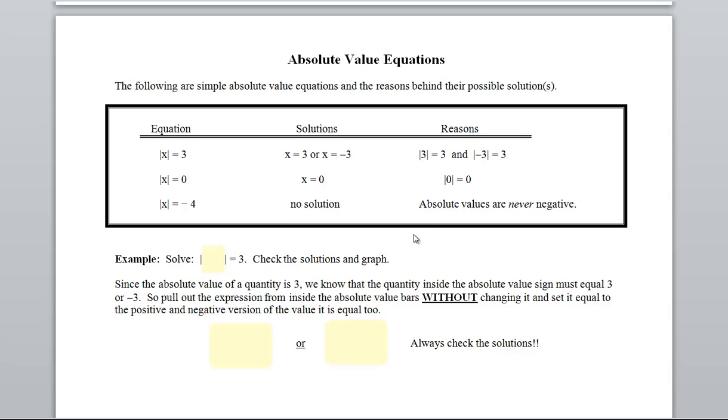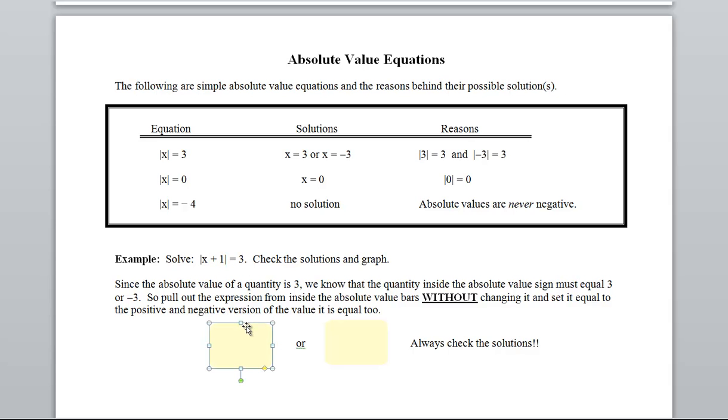So we have some examples. It says check the solutions and graph. Well, the first thing, I've got to solve whatever is inside here equals 3. This is similar to what we had a second ago. This inside could be 3, but it could also be negative 3. So you pull out the expression from the inside of the absolute value bars without changing it and set it equal to the positive and negative version of the value it's equal to. Okay, so the absolute value of x plus 1 is equal to 3.